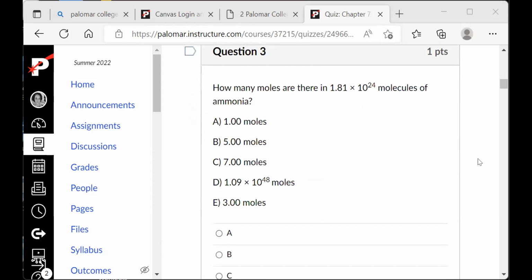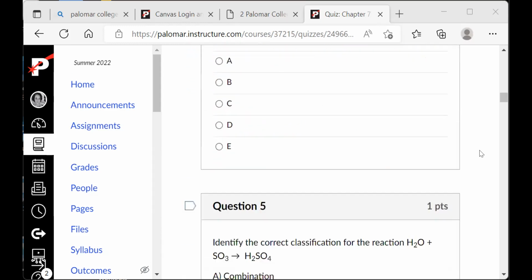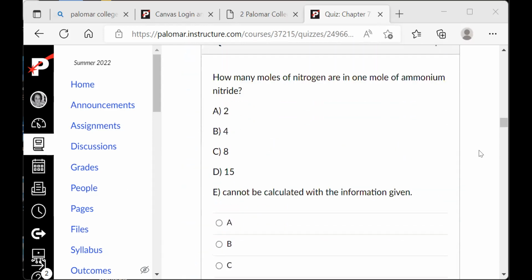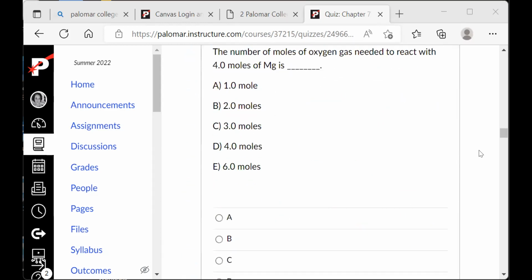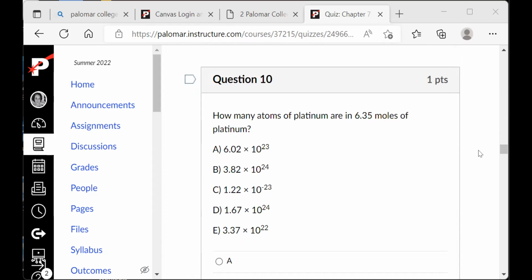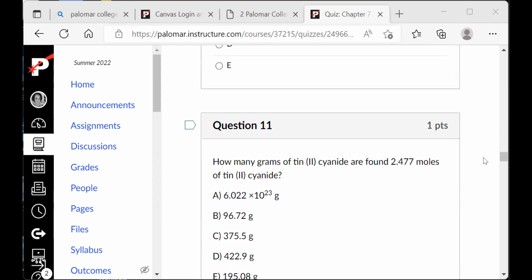Look at this one. I gave you molecules of ammonia, but we want moles. What are we going to do? Division. Great. We're going to divide by Avogadro's number. Moles, this is molar mass. This is another one of finding atoms.